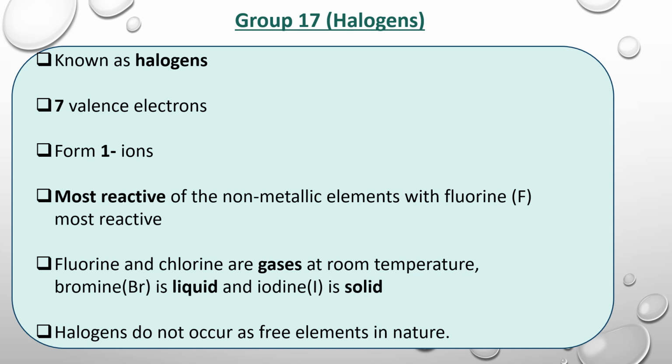Group 17 elements are known as halogens. They have 7 valence electrons and form 1- ions. They are the most reactive of the non-metallic elements, with fluorine being the most reactive. Fluorine and chlorine are gases at room temperature, bromine is a liquid, and iodine is a solid. Halogens do not occur as free elements in nature.